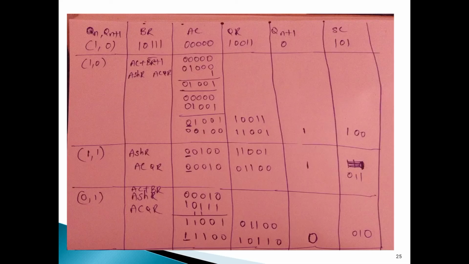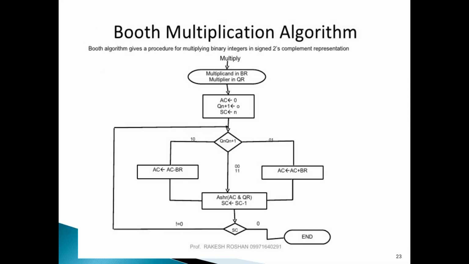So according to flow chart, so q1, if it is 1 1 or 0 0, then what will you do? Arithmetic shift right operation for AC and QR. So once again check all of you.